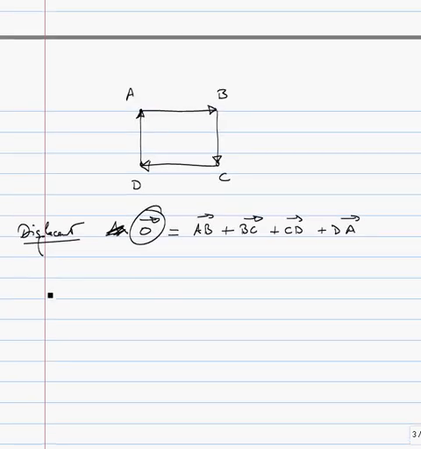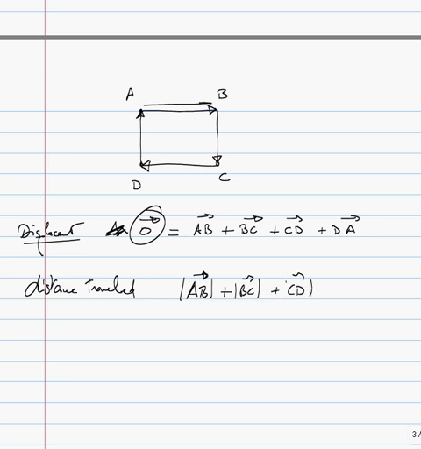However, the distance traveled is not 0. The distance traveled is this particular distance, which is the magnitude of my vector AB, which I will call and write AB, magnitude, plus the distance between point B and point C, which is the magnitude of vector BC, plus again the distance between CD, plus the distance between DA, and this obviously is not 0.